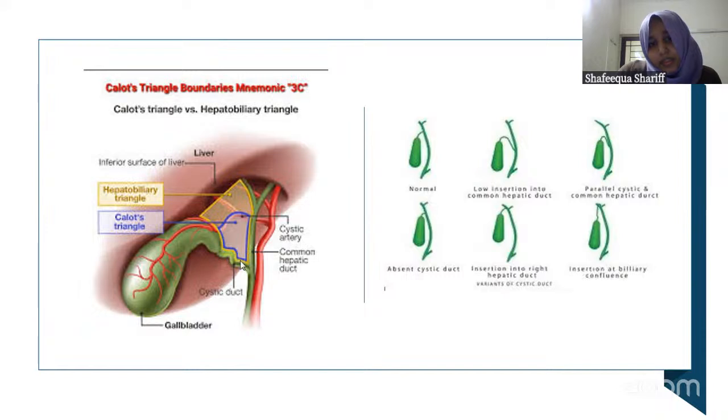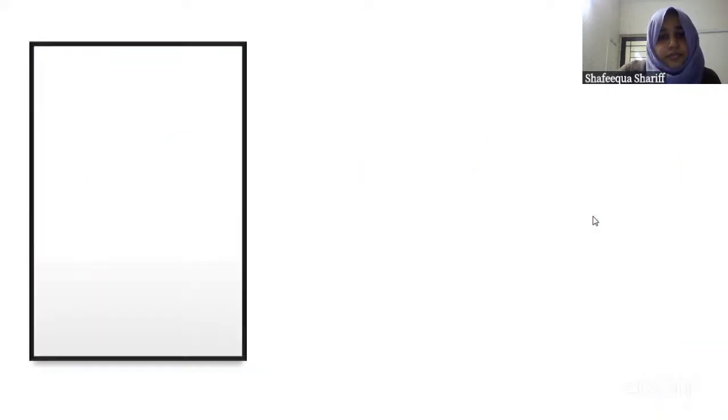So the main thing with the cystic duct is it may have multiple anomalies which you should know, especially when the patient is going in for a laparoscopic cholecystectomy. So this is the normal anatomy of a cystic duct, which joins the common hepatic duct to the CBD. It is attaching a bit lower, and it may be a parallel attachment to the common hepatic duct. In this, the cystic duct is absent. In this, it is directly attaching to the right hepatic duct. In this, it is inserted into the biliary confluence.